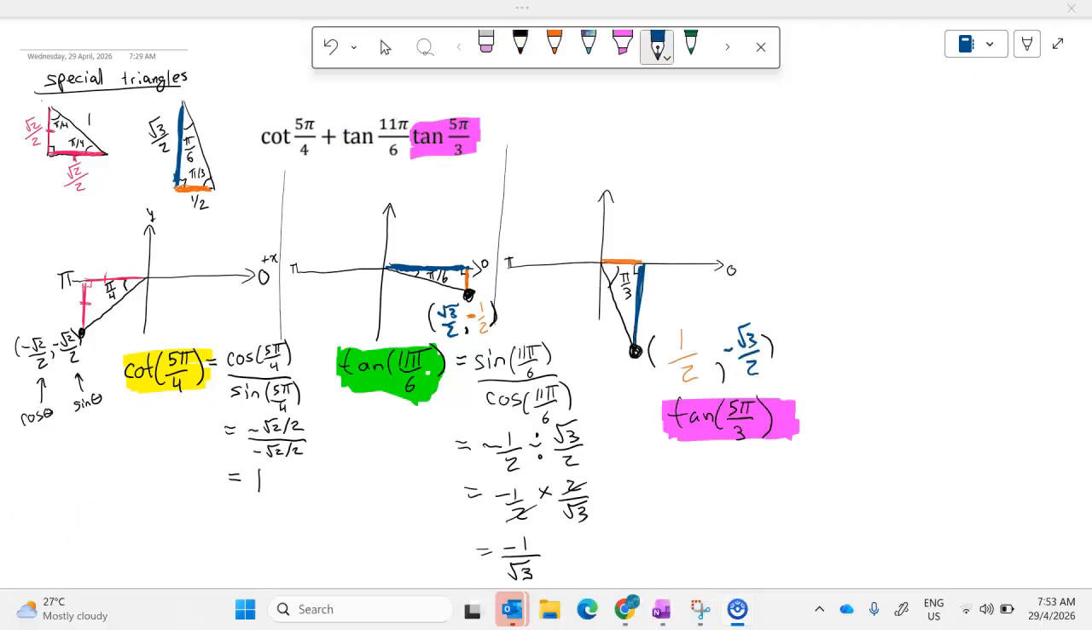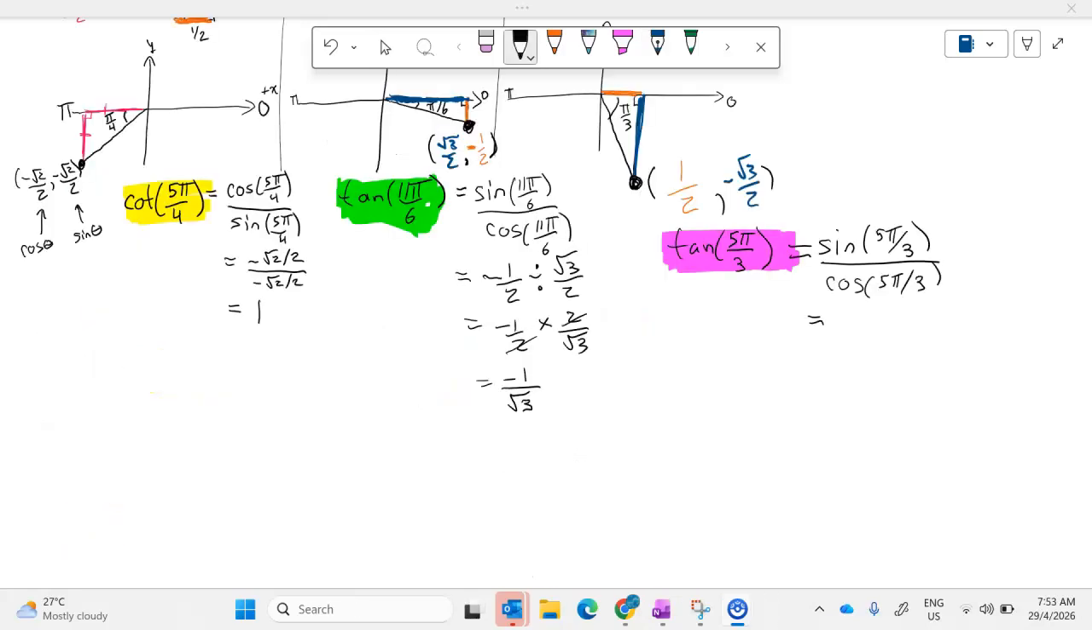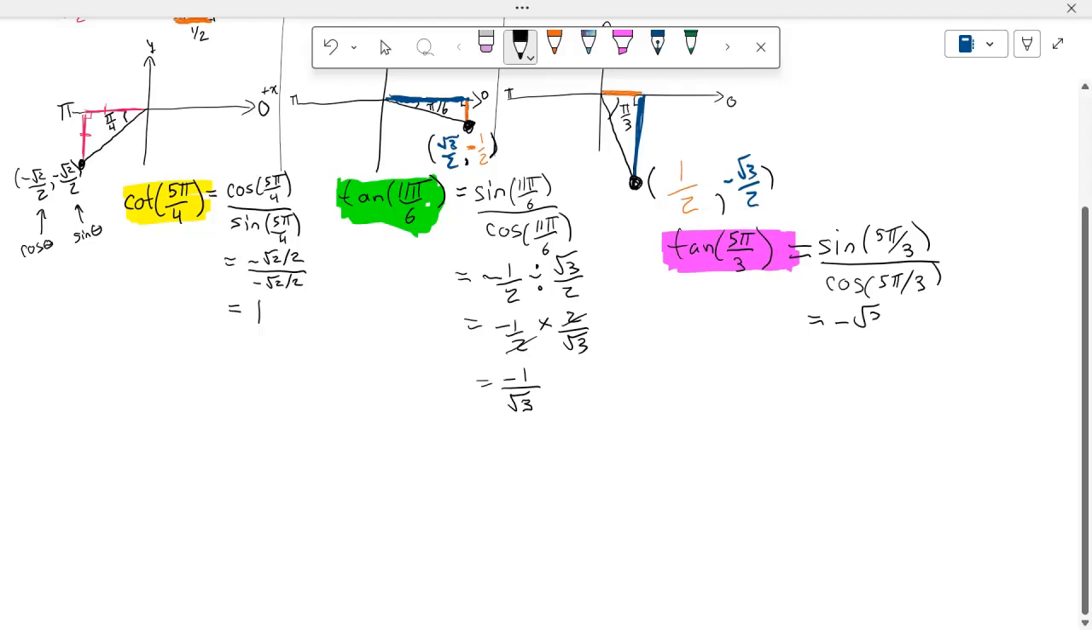We'll do the same thing for the last ratio. It's the same triangle, but positioned differently. So we get our x and y coordinates. Same thing again, y is my sine value, so square root of 3 over 2 divided by cosine, which is 1/2. If we multiply by the reciprocal, we get minus square root of 3 for tangent of 5 pi over 3.